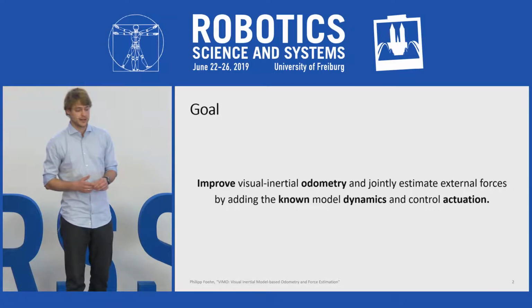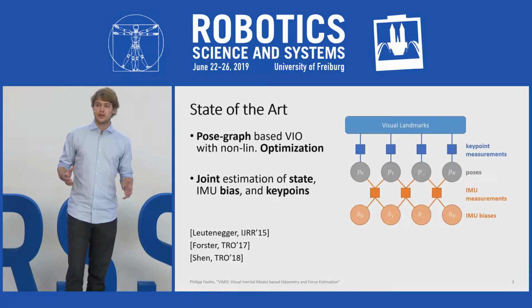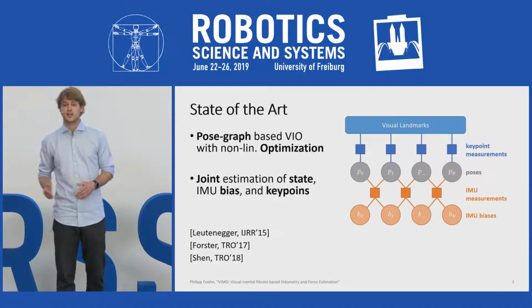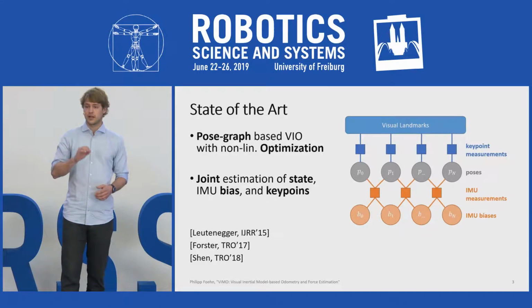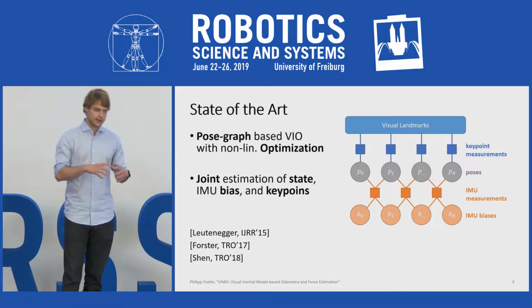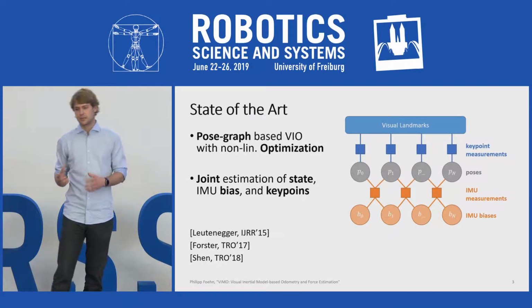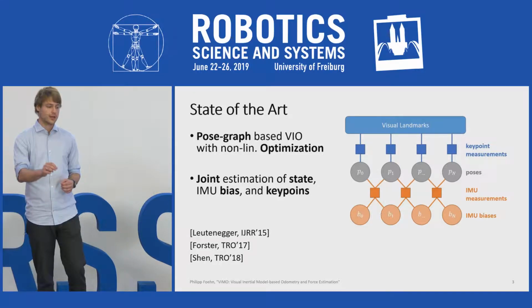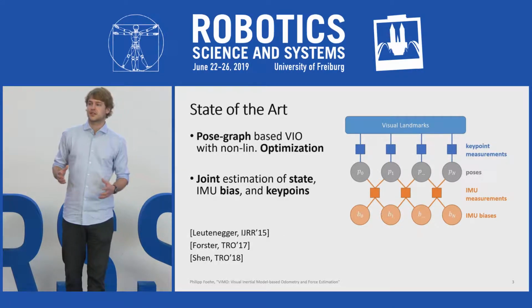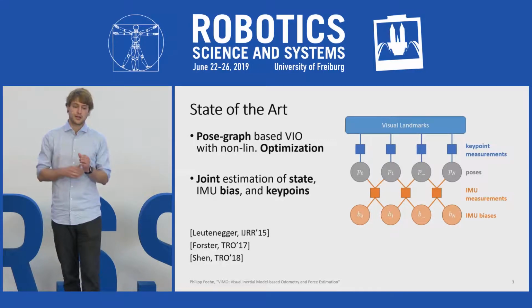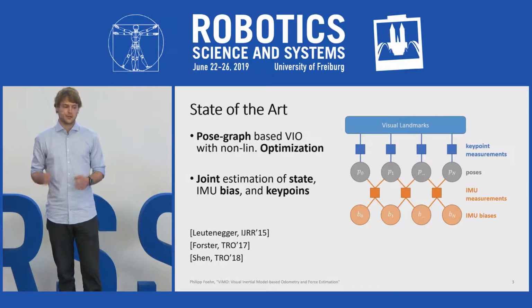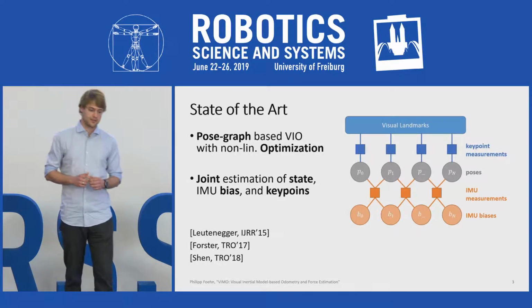on the known dynamics. Now, state-of-the-art visual odometry often uses pose graphs, where states at multiple time steps are linked through IMU and visual key point measurements. They jointly estimate the robot state, the IMU bias, and the visual key point locations. But they don't account for the actuations, since it is often subject to large disturbances. However, for many tasks at hand, we need to know these disturbances.